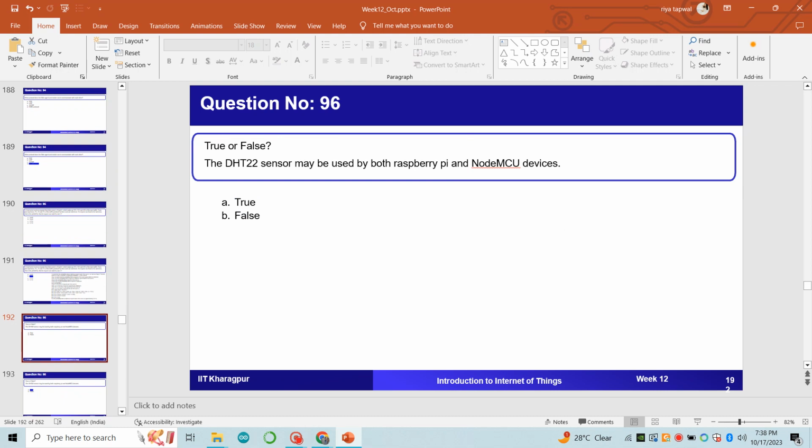Next question is, true or false: the DHT22 sensor may be used by both Raspberry Pi and NodeMCU devices. Is this statement true or false? True. Anyone else? Yes, this statement is true.